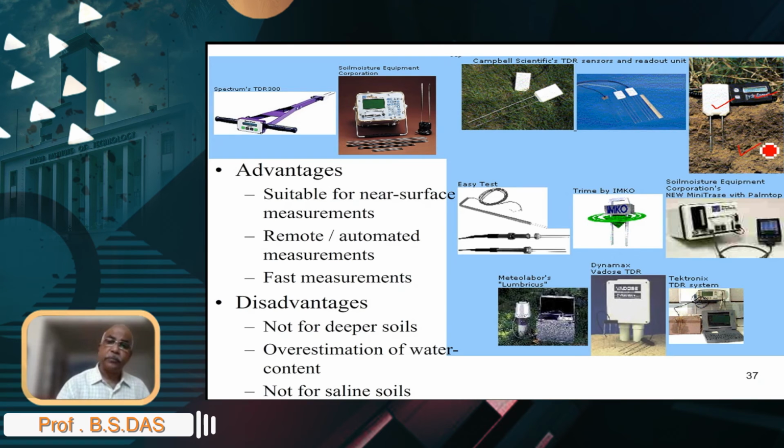Okay, anything which comes close in accuracy to the standard gravimetric method is time domain reflectometry, but it is still a very expensive approach, like the neutron probes.